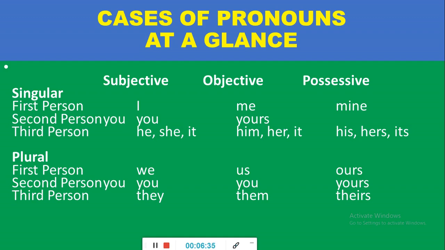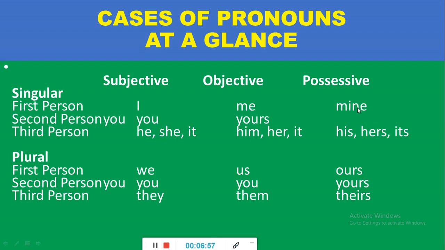Or if we use the third person singular subjective, which is he, and if we say he gave me some money, so you see, he is the giver, the doer of the action. Me is the receiver of the action.